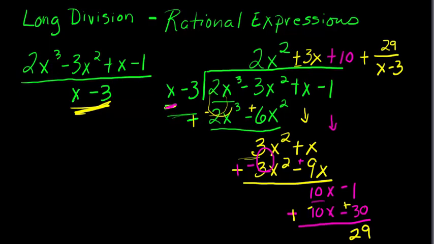Now, this tells us a couple of things. This tells us that x - 3 is not a factor of that numerator, which was 2x^3 - 3x^2 + x - 1, because we get this remainder. All right?